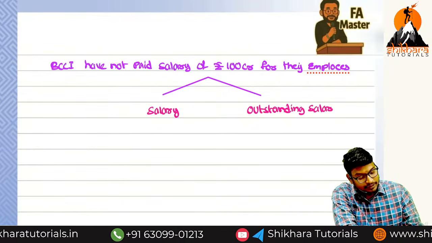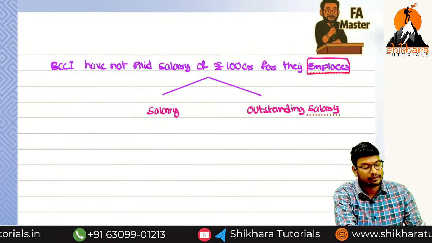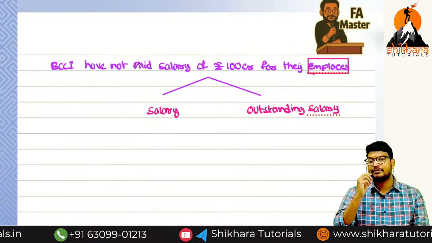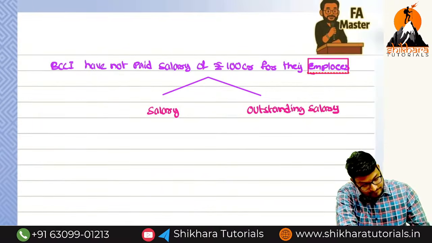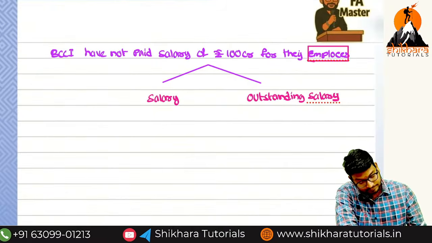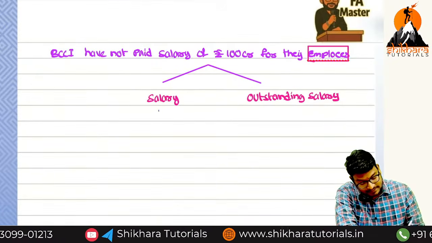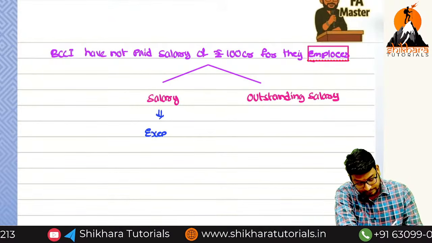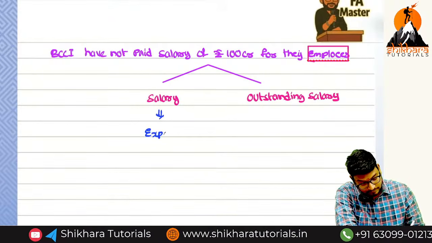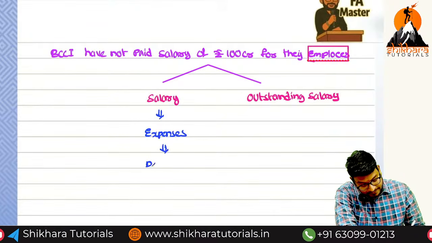Normally who has to come actually? Employees have to come, but we cannot write all the employees' names. That is the reason we are using the word outstanding salary. Okay. Salary means expenses or income? Expenses. Expenses will have which balance? Debit balance.